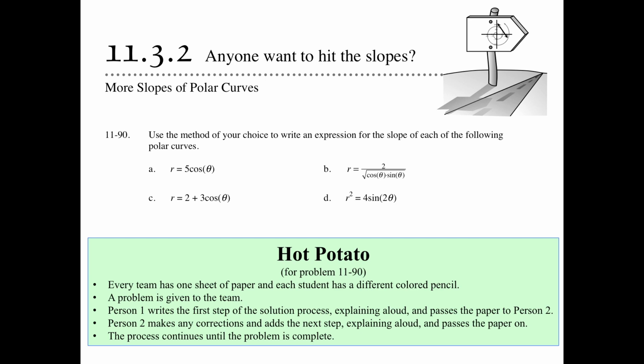The first student will start with Part A, doing the first step and explaining out loud what he or she is doing, and then pass the paper on to the next student who will use their own colored pen or pencil and either correct the work of the previous student, explaining their thinking out loud, or complete the next step out loud. Then they'll pass it to the next person, and that process will continue until all students in the team agree on all steps for all 4 problems in the set.